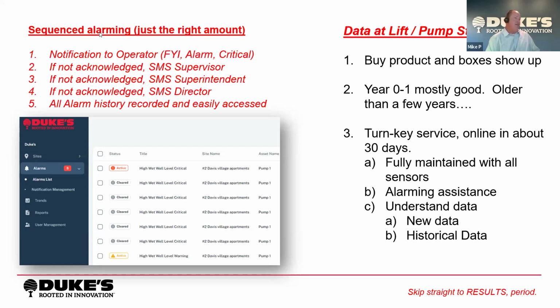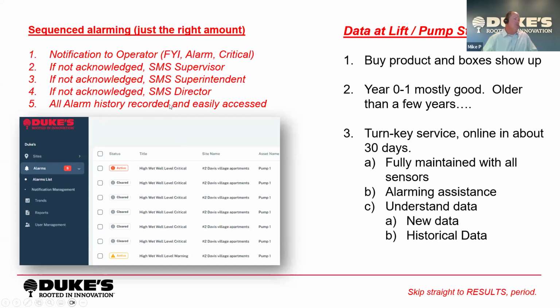But if he does not, and it doesn't have to be programmed like this, but it can be, it could be such that if there's no acknowledgement, a text message goes to the supervisor, and then if he doesn't acknowledge it, it goes kind of down the chain. And if there's some sort of super critical condition going on, nobody's acknowledging anything, it could go to like the director. And then all alarm, and this is a screenshot of the alarm history here.